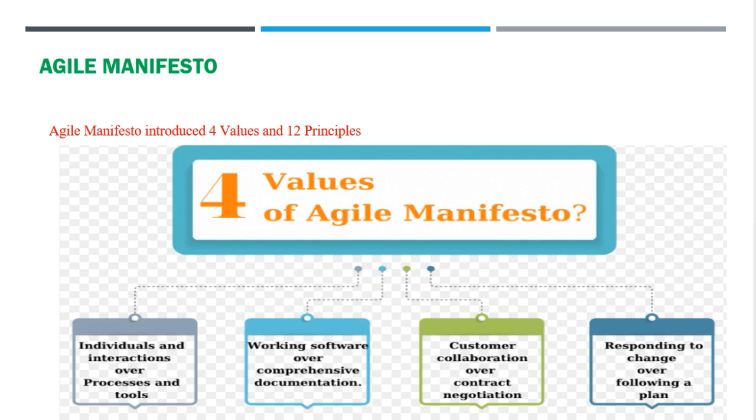Moving to the next value, which is working software over comprehensive documentation. This value suggests that the primary goal is to deliver a functional product. While documentation is important, it shouldn't come at the expense of delivering something that works. The focus is on creating value through a working product rather than getting bogged down in writing extensive documentation.